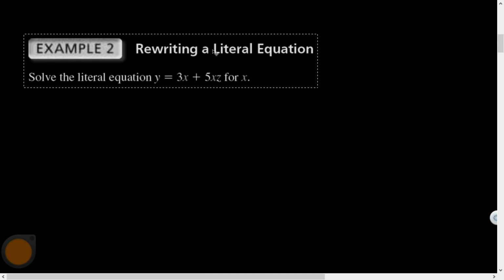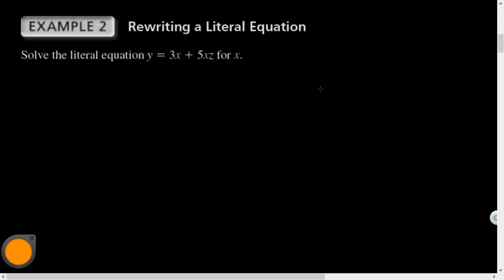All right, this one is trickier. Problem is beast mode right here. It wants me to solve this equation for x. Does anyone notice the immediate problem here? I've got two targets.